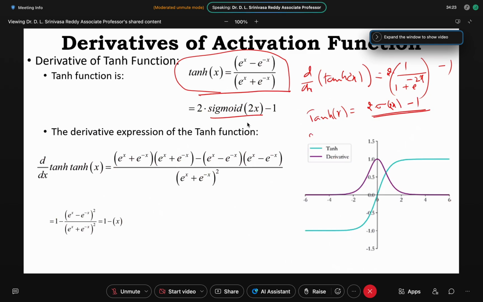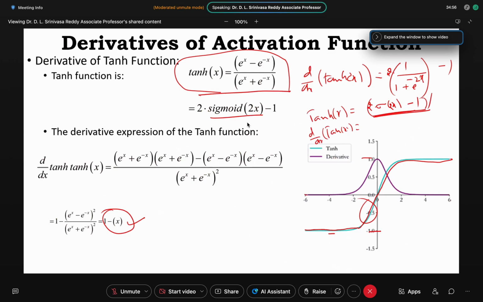Take its derivative, d by dx of tanh of x, which gives you the derivative of this one. The derivative you will see here is 1 minus x squared. Here, this is the original tanh function. The range is a maximum of plus 1 and a minimum of minus 1. And what is the derivative of this one? The derivative is nothing but 1 minus of x squared.